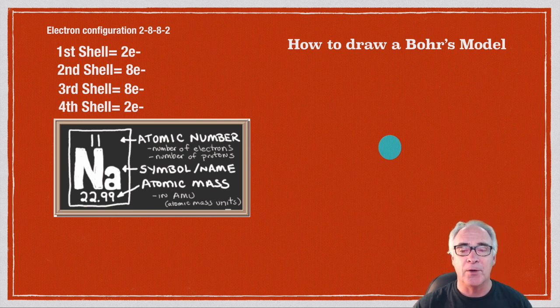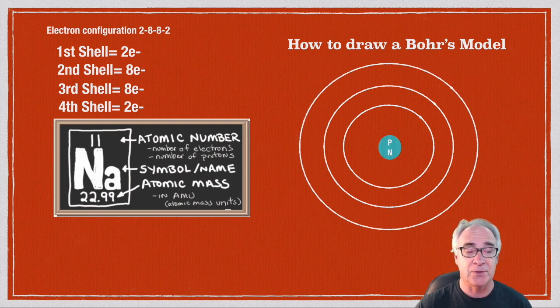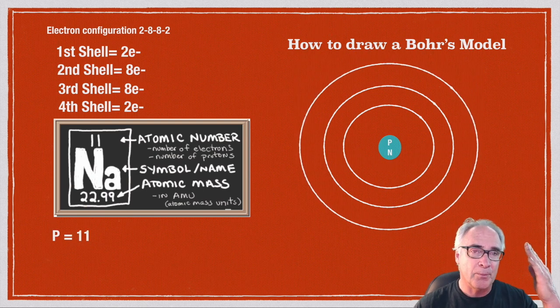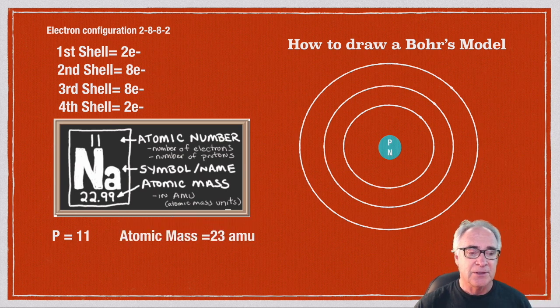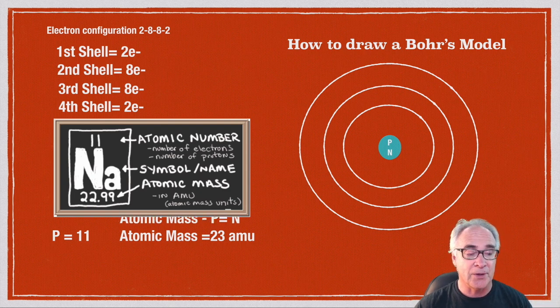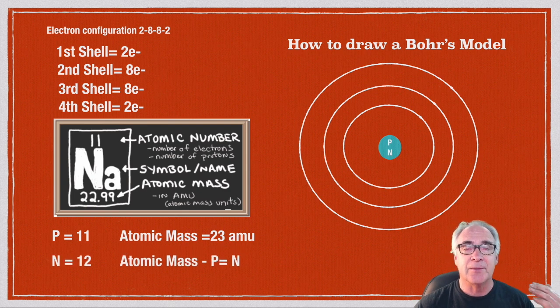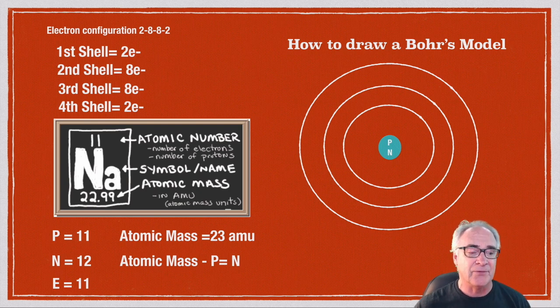So let's first of all go ahead and put down a nucleus, and then our protons and neutrons, and then our shells. We got 3 in this one. So we came up with protons. We have 11, so those are positive charges. Now we're going to take the atomic mass, which is 23, and subtract 11 from 23. And when you do that, you get 12 neutrons. And then to balance everything out, because the protons were 11, we have to have 11 electrons.